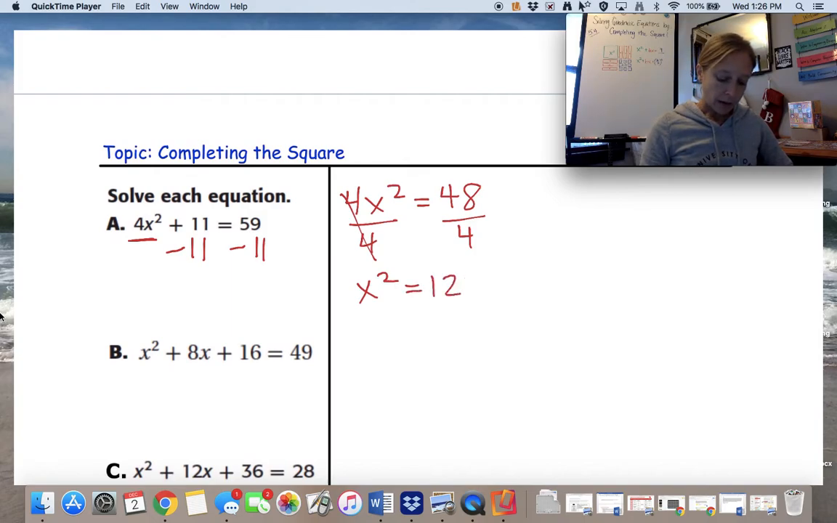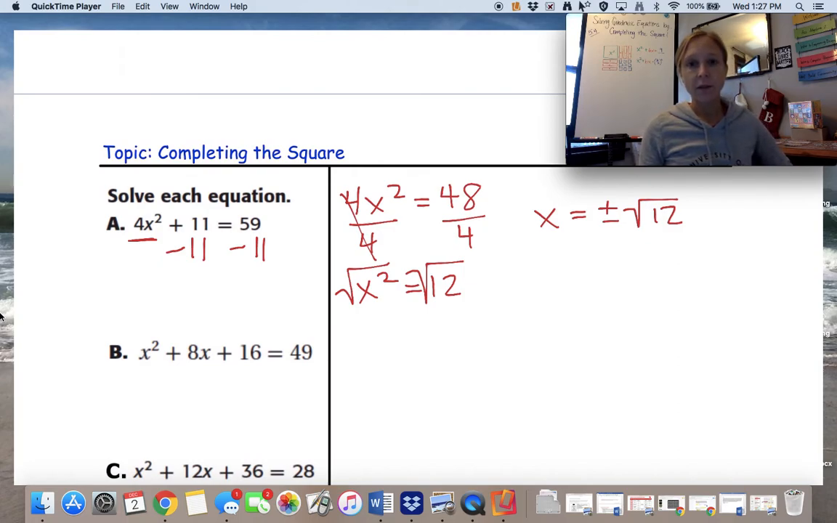And now the x squared is isolated, so I'm going to take the square root of both sides. X is equal to plus or minus the square root of 12. And this answer is okay. It's not great. We're going to use our skills that we learned the very first week of the school year to simplify this. So remember from that time, we ask ourselves what perfect squares go into 12.